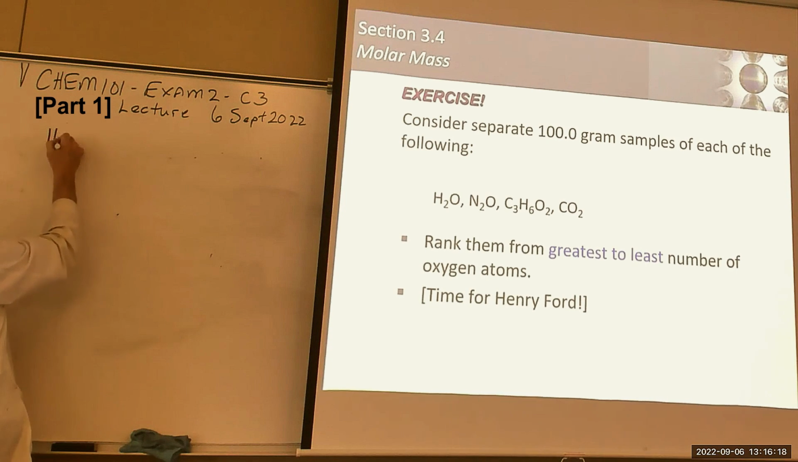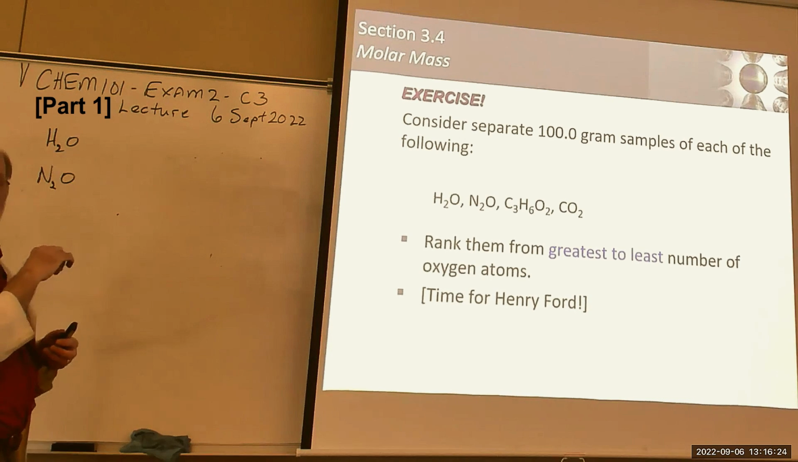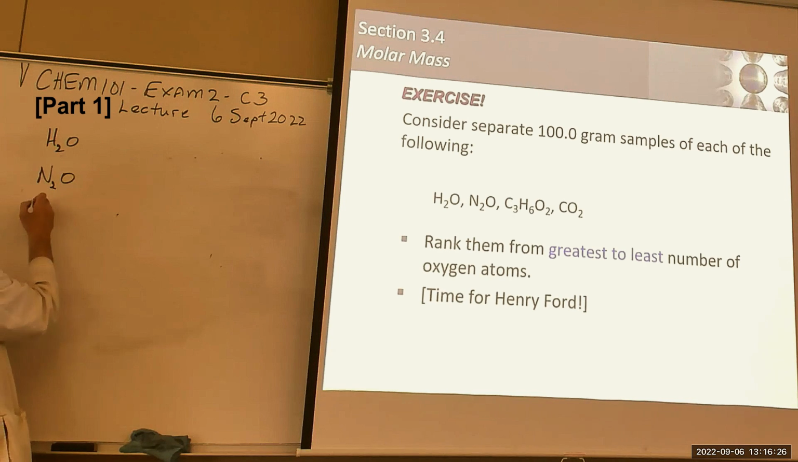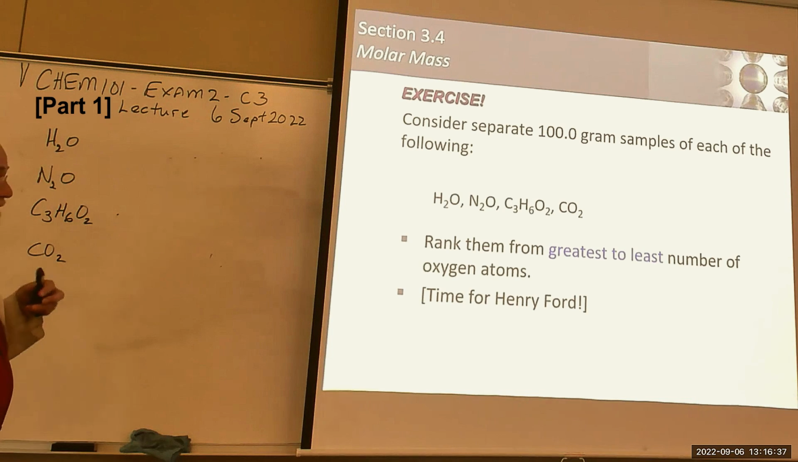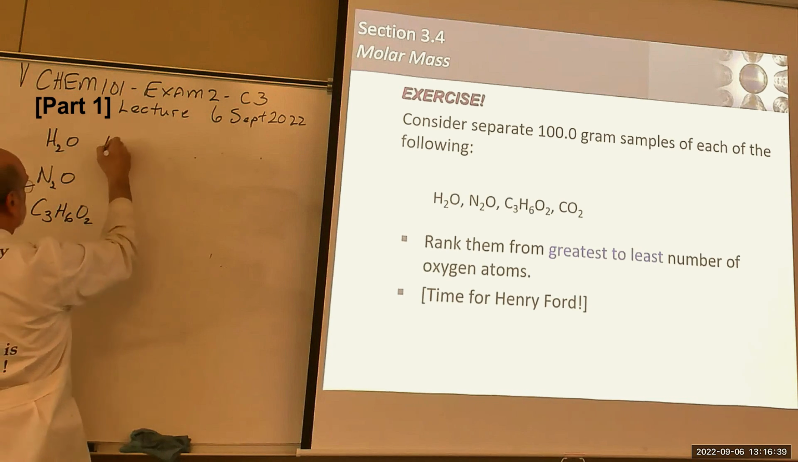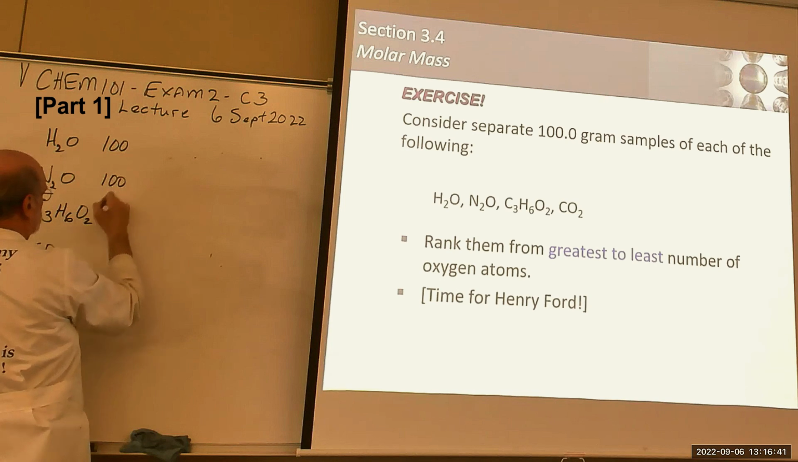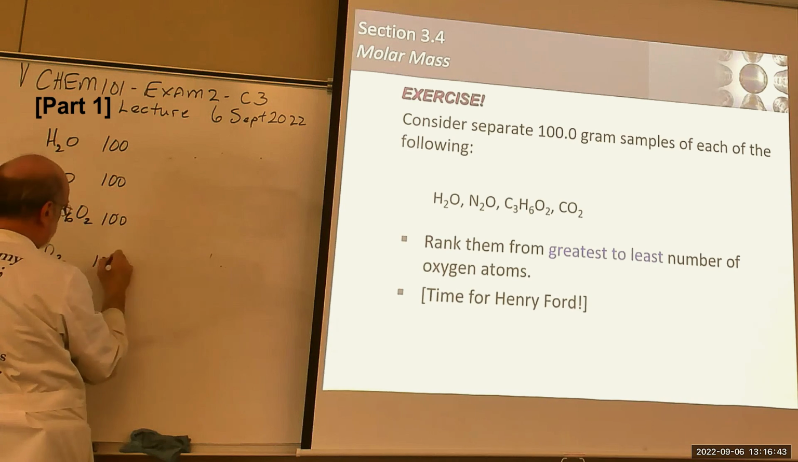We have water. We got dinitrogen monoxide, which is laughing gas. It's nitrous oxide. C3H6O2, which is propionic acid, probably. And carbon dioxide. Now, we're given 100 grams of each sample. We're just doing the same thing over and over again.